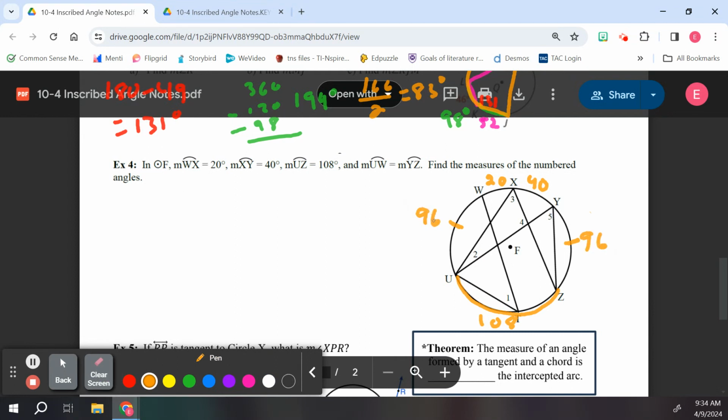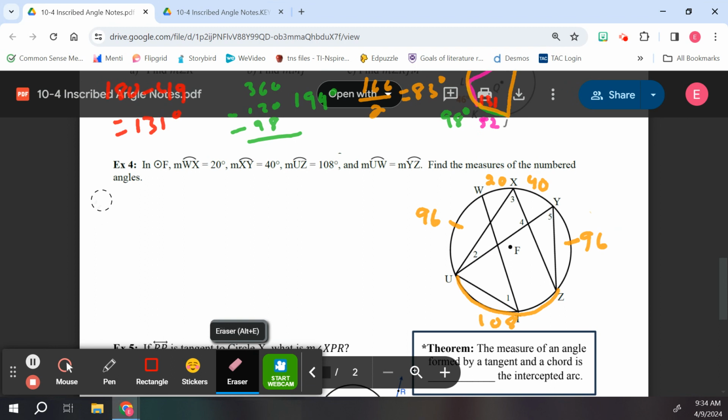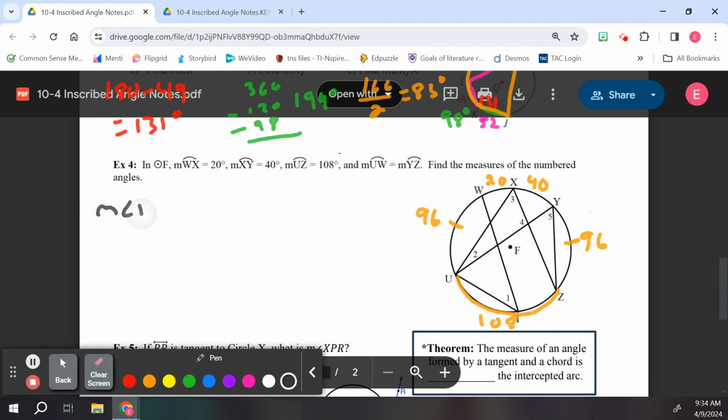Okay. Now that I have that, let's take a look at the measure of angle 1. All right, so the measure of angle 1 is right here. It's inscribed with the arc containing 96, so I'm going to do 1/2 times 96, which gives me 48.